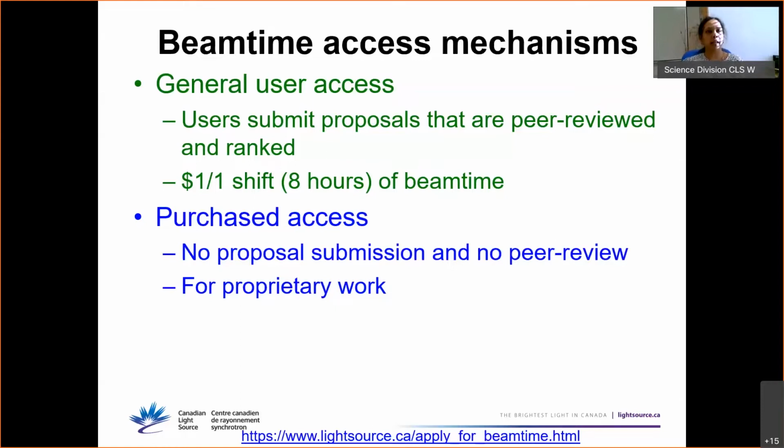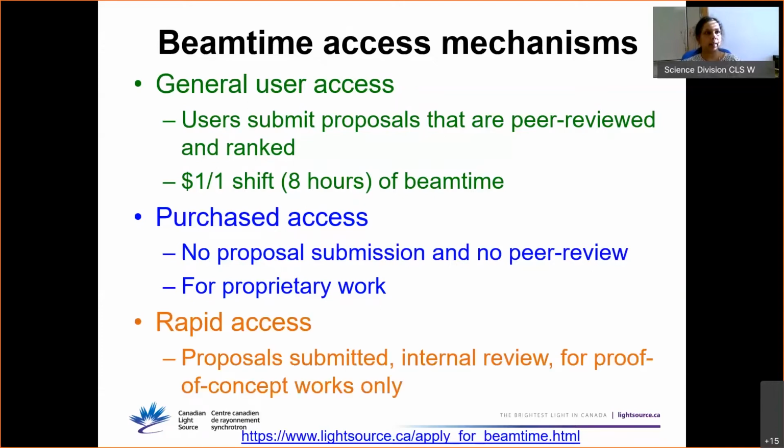And for that one, there is a cost to the beam time, and there is no proposal submission, and there is no peer review. So companies or academic users who want to use the purchased access route, they pay CLS for the beam time and they get access. The third one is called rapid access.